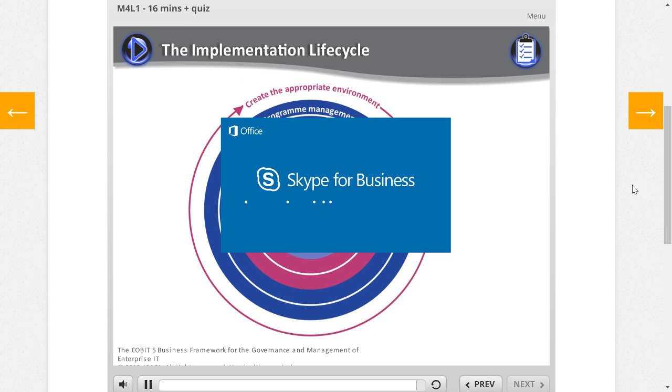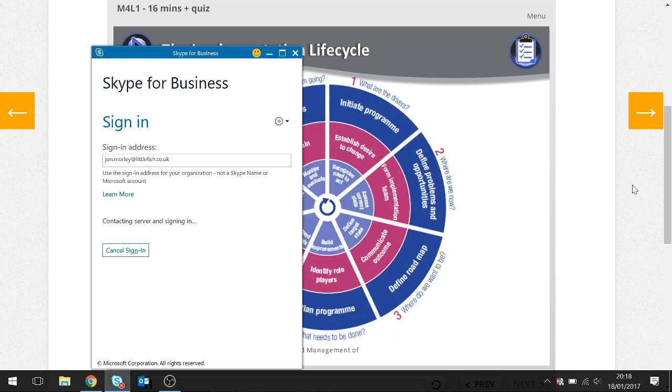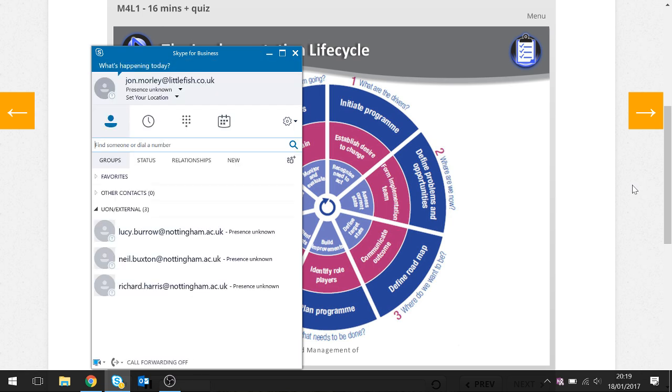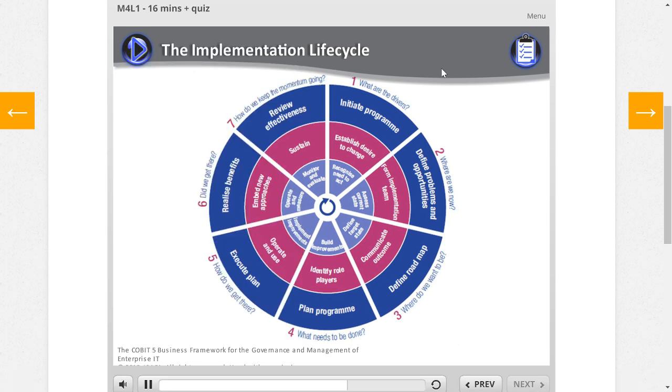The diagram on your screen shows the 7 phases of the implementation lifecycle. The lifecycle approach is structured by 7 questions. What are the drivers? Where are we now? Where do we want to be? What needs to be done? How do we get there? Did we get there? And how do we keep the momentum going? Over the next few screens, we'll examine each of the phases more closely.